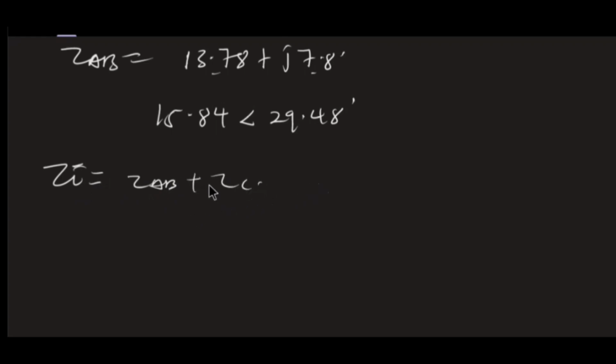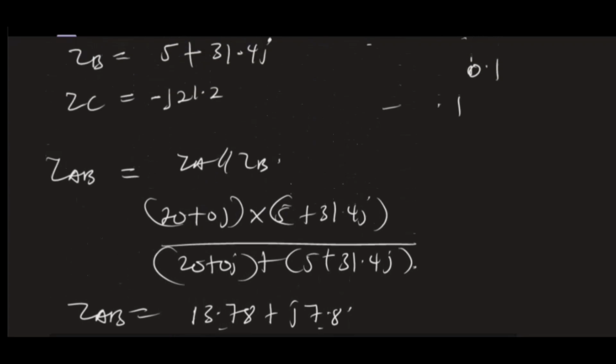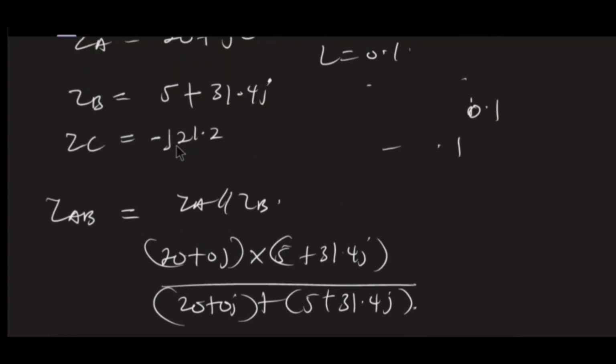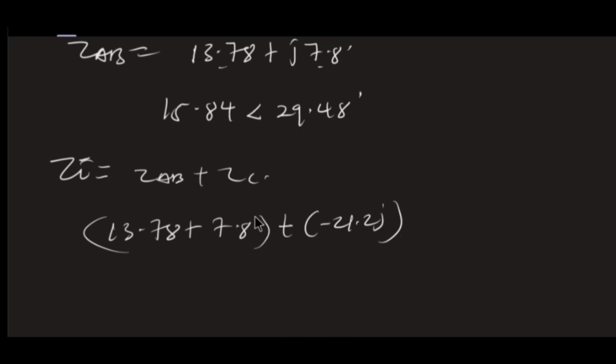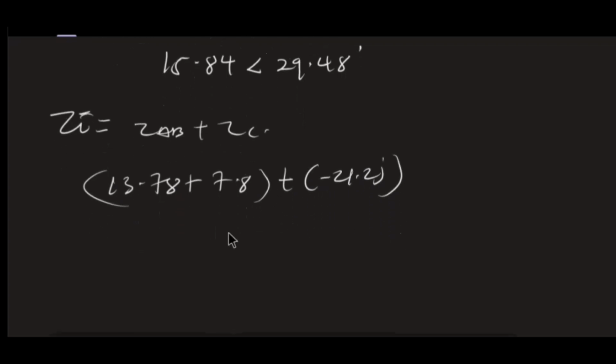So to find my ZC, I found it to be purely capacitive, so negative 21.2 j. So I'll have here 13.78 plus 7.8, then plus negative 21.2 j for this total. And this is simply going to give me in the polar form 19.22 angle negative 44.2 degrees.